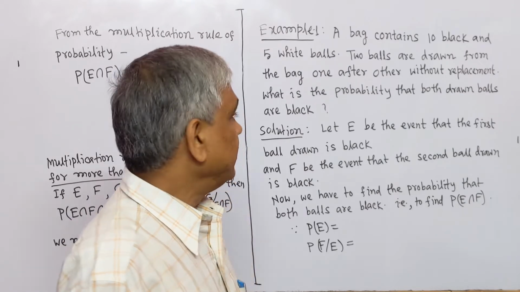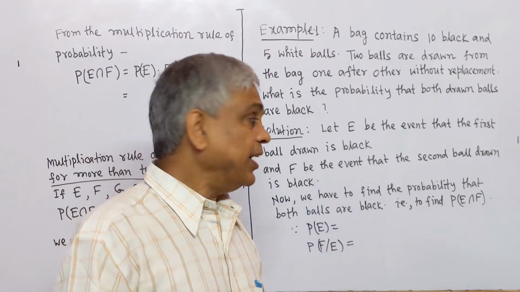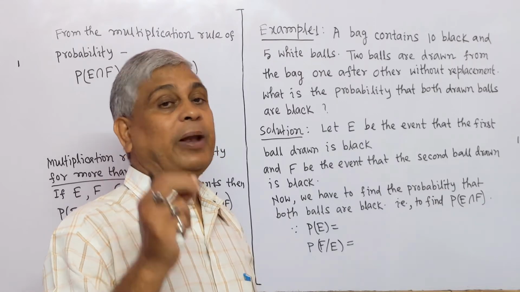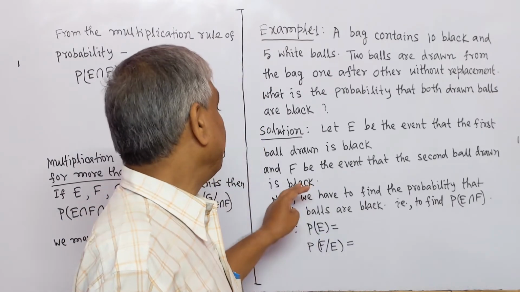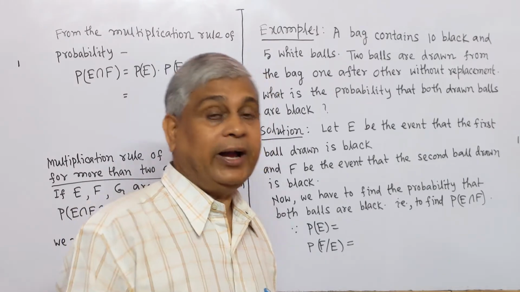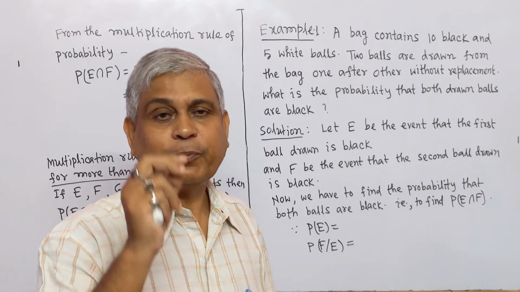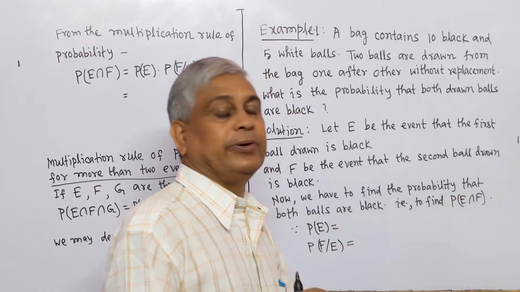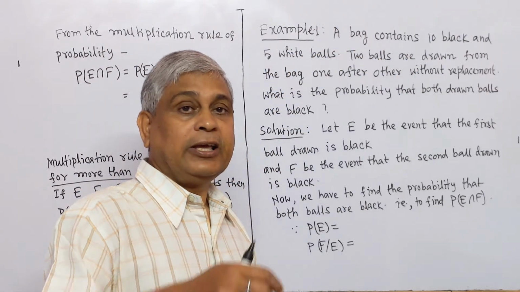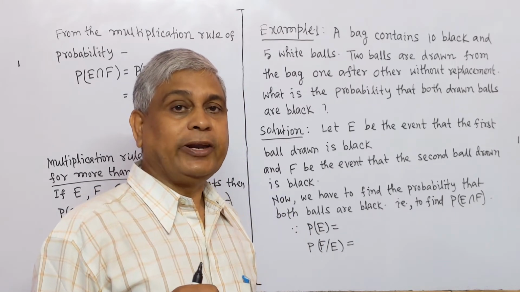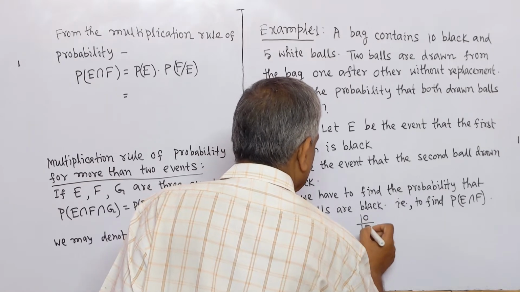Now we have to find the probability that both drawn balls are black. Let E be an event such that the first ball drawn is black and F be another event that the second ball drawn is black. That is, we have to find the probability of event E ∩ F. There are 15 balls in which 10 are black. If we draw one ball from the bag, the probability of event E will be 10 by 15.